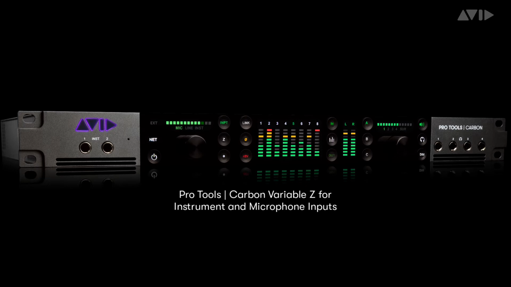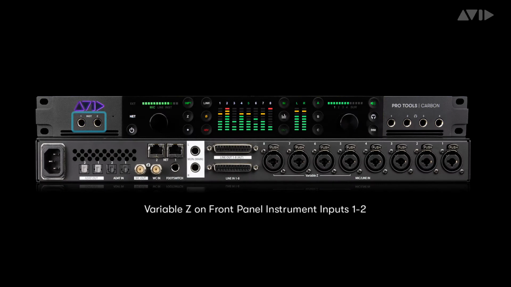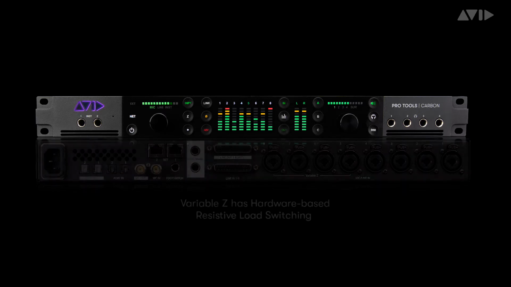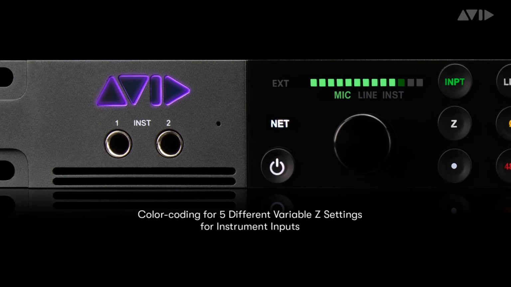Let's take a closer look at what Variable Z is and how to use it in some different scenarios. Variable Z lets you change the impedance of the instrument inputs on the front panel or mic inputs 5 to 8 on the rear panel, depending on what your input or processing needs are. This is achieved with switchable resistive loads on these physical inputs. The front panel instrument inputs have 5 different color-coded settings.